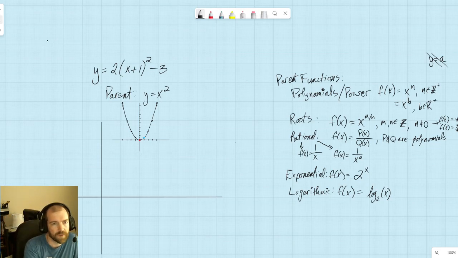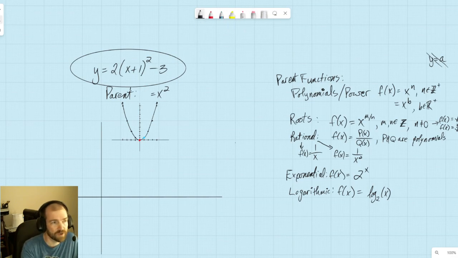The way that I'm doing this here, we want to graph this function. Our parent function, the one that we're modeling this after, the one that has been transformed, is f of x equals x squared. So it's our basic parabola.